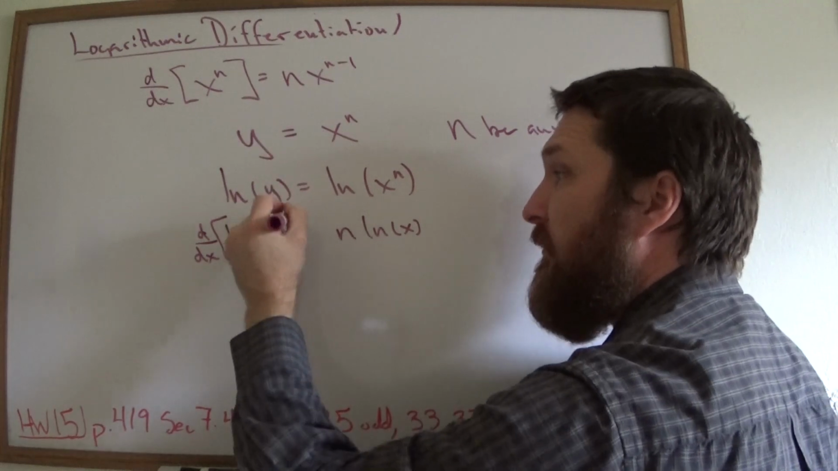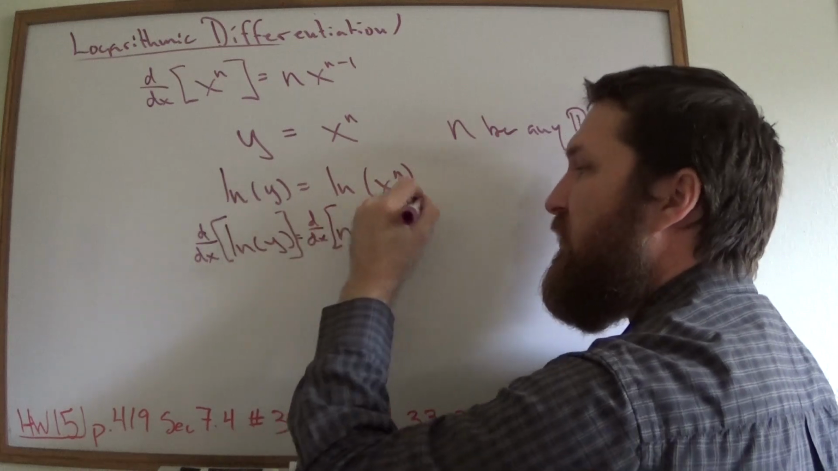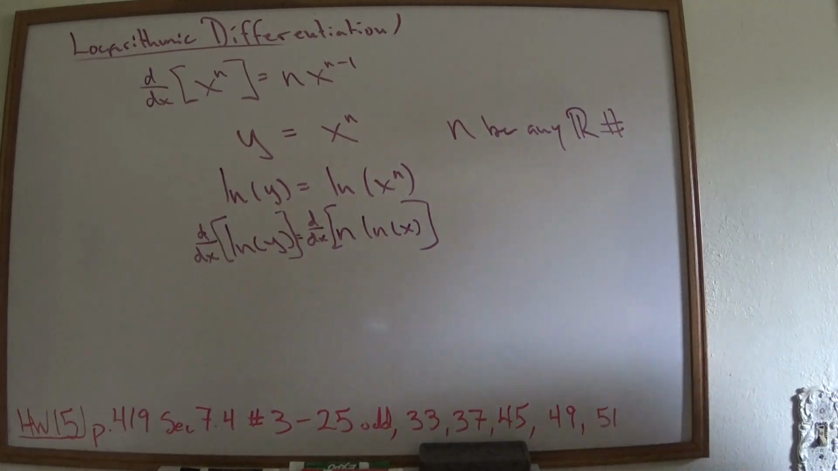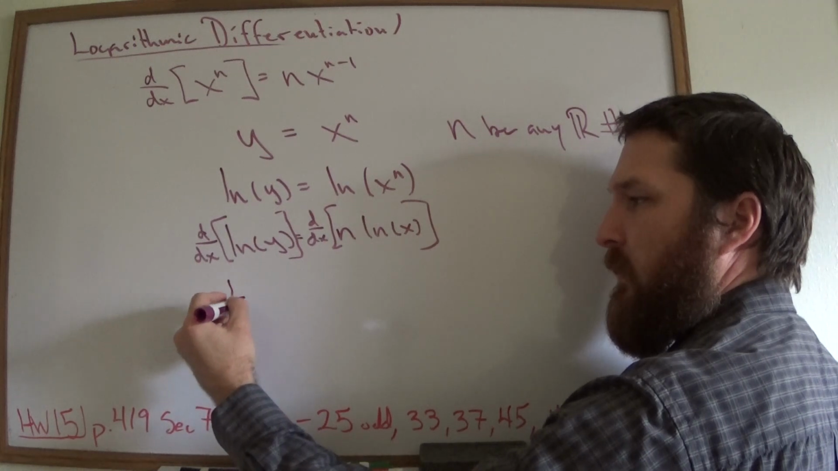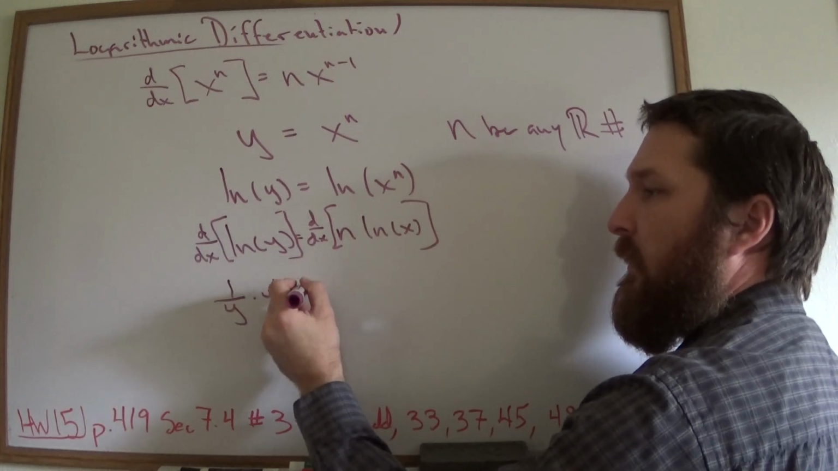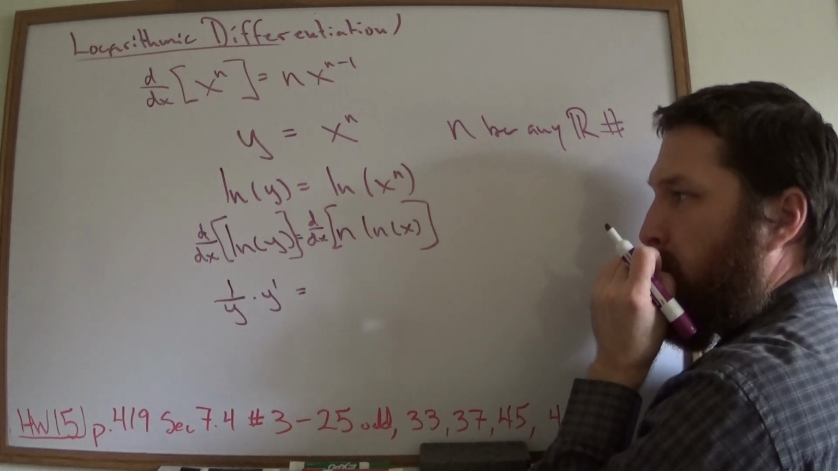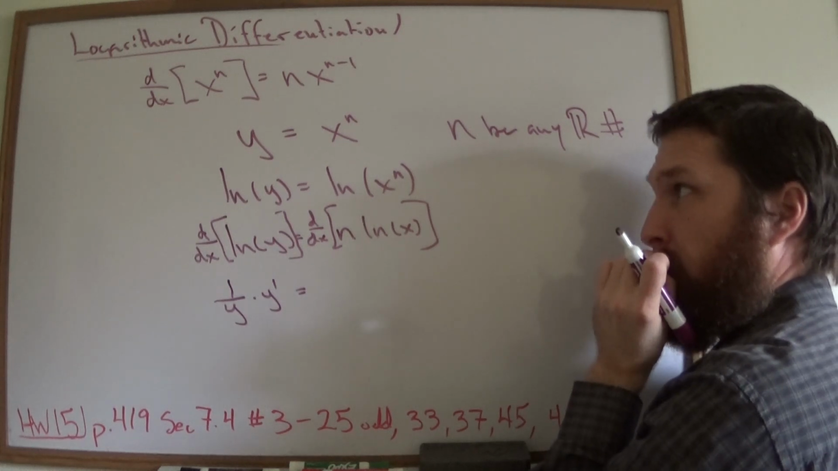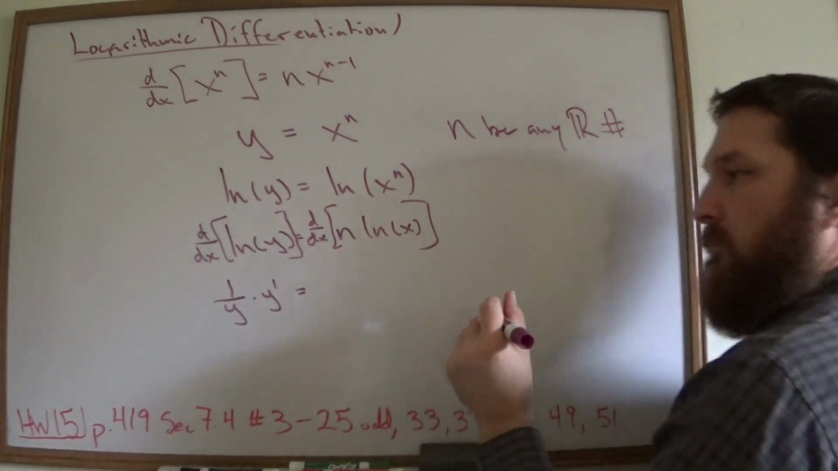This is logarithmic differentiation. You take the log of your thing, use some kind of property of logs that helps you out, take the derivative and your life is probably easier. So what's the derivative of log stuff? 1 over y times y prime, which is the thing that we're looking for. And now what's the derivative of this? n natural log x.